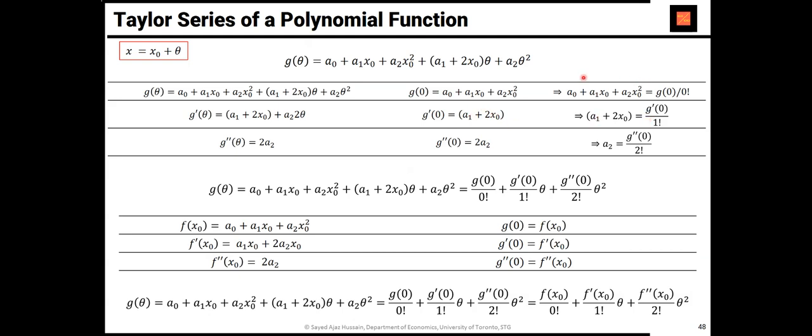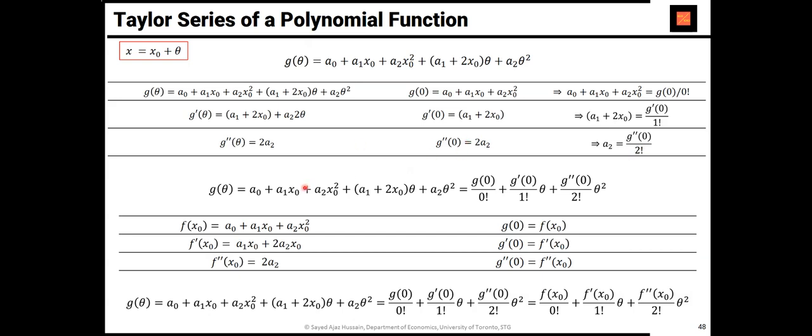So you can see what I'm trying to do. I'm trying to express the first three terms in terms of g0. I'm now trying to express the term inside the brackets in terms of g prime. And now if I differentiate one more time, I get that this is equal to 2a2. Of course, when I evaluate this at theta equal to 0, I get 2a2. So I've shown that a2 is equal to g double prime divided by 2 factorial, because 2 is 2 factorial.